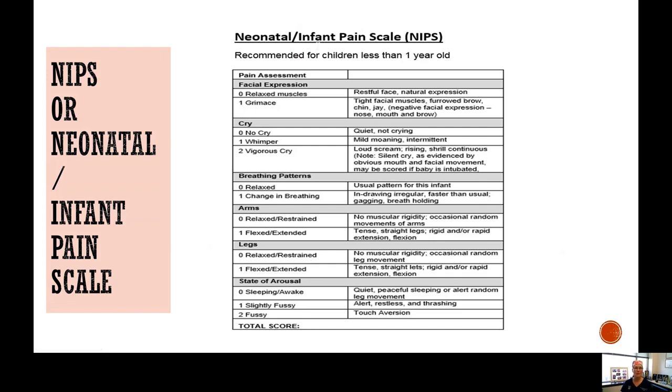Next, we have NIPS, or neonatal infant pain scale. And it's recommended for children less than 1 year of age. Now, do note though, I prefer to use the FLACC, that's the one I've used most often, but whatever pain scale people are using, we need to use that same scale consistently, because as you see as we go through here, some of the scales have a different total score. It's not 10, it may be 8, maybe 17. So it's good to note and be consistent with the pain scale that is used. And again, this one looks at the face, the crying, the breathing pattern, the arms, legs, and the state of arousal for a total score.